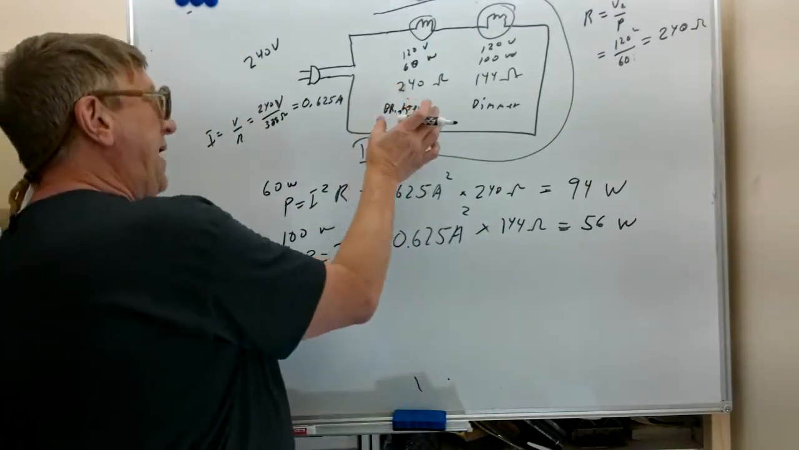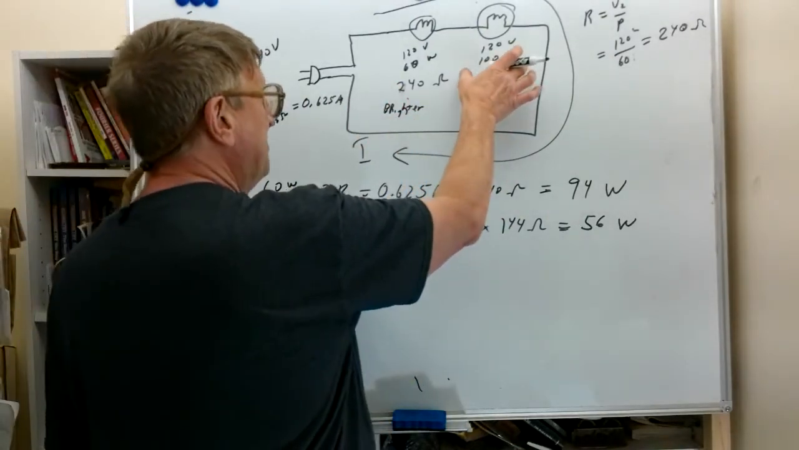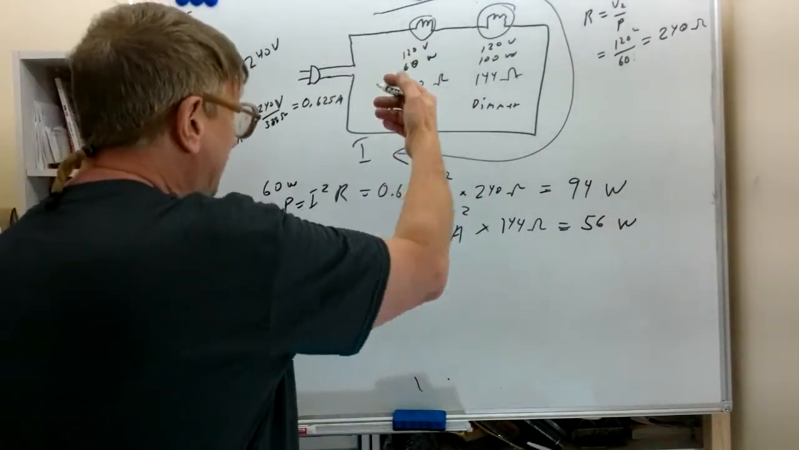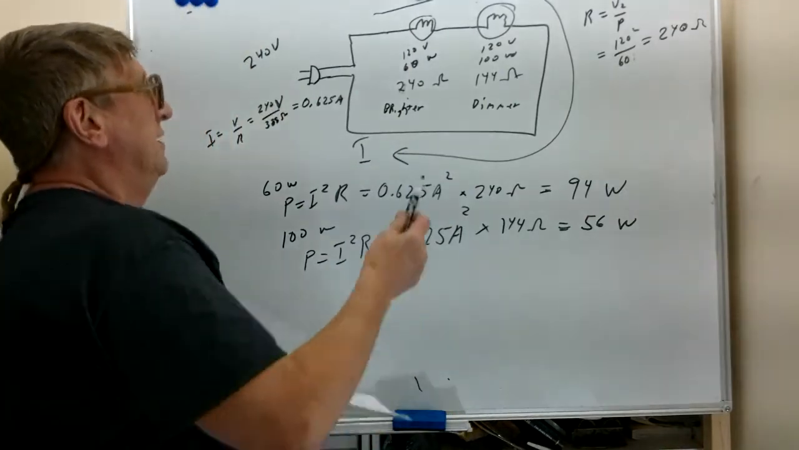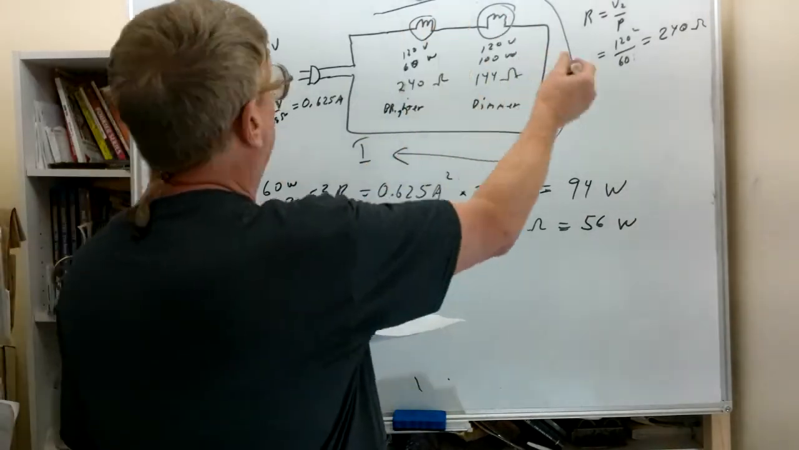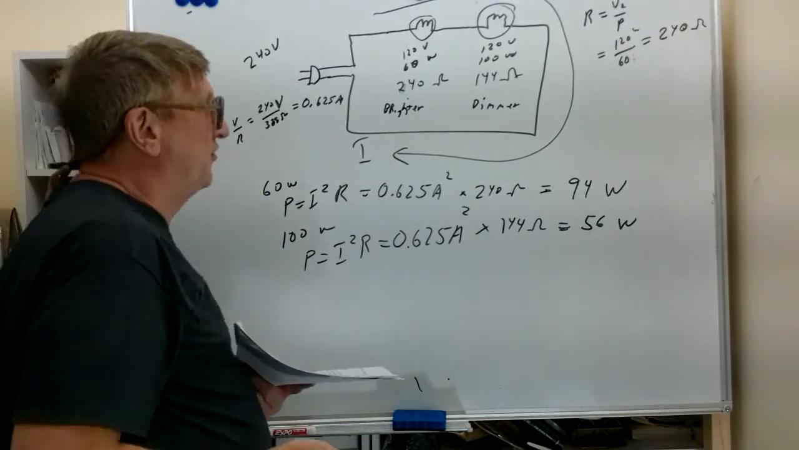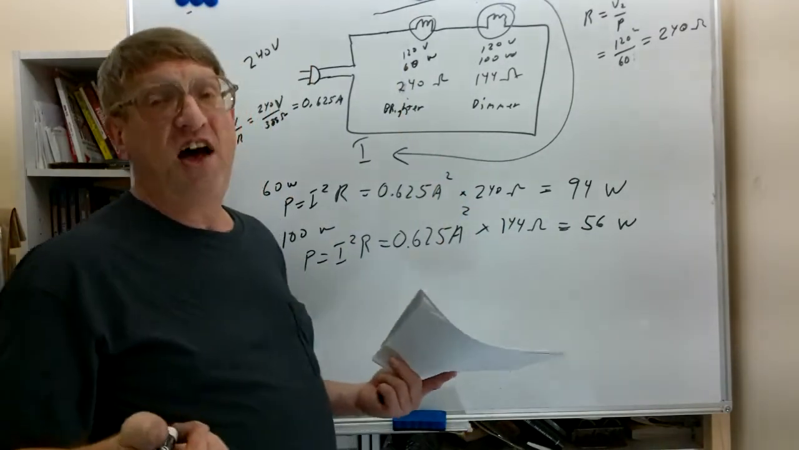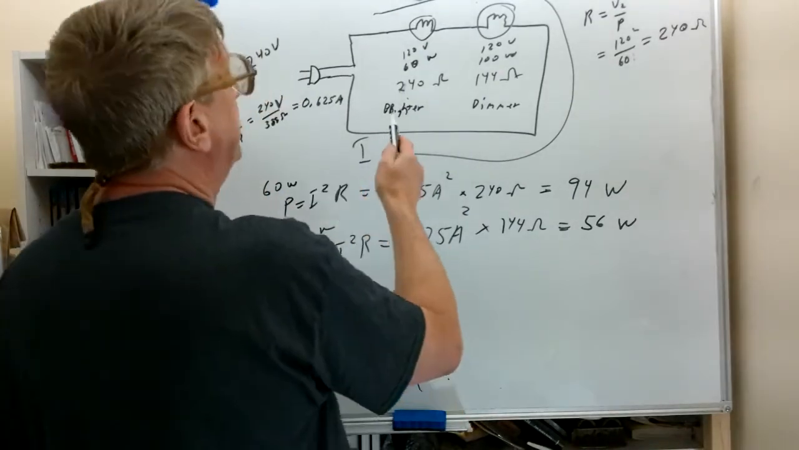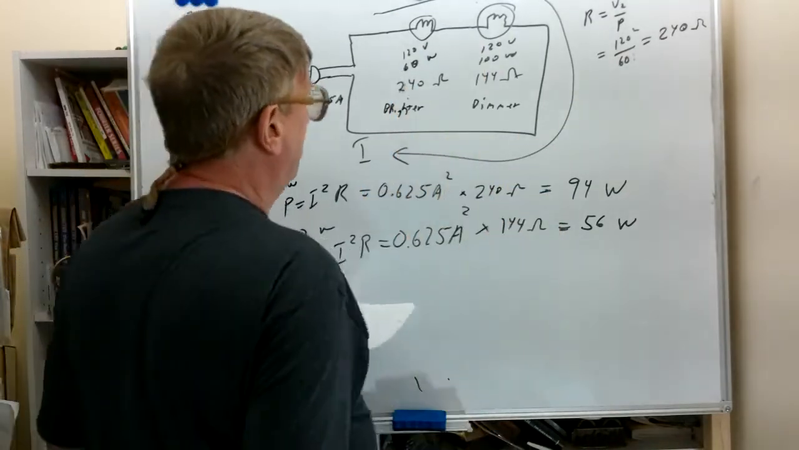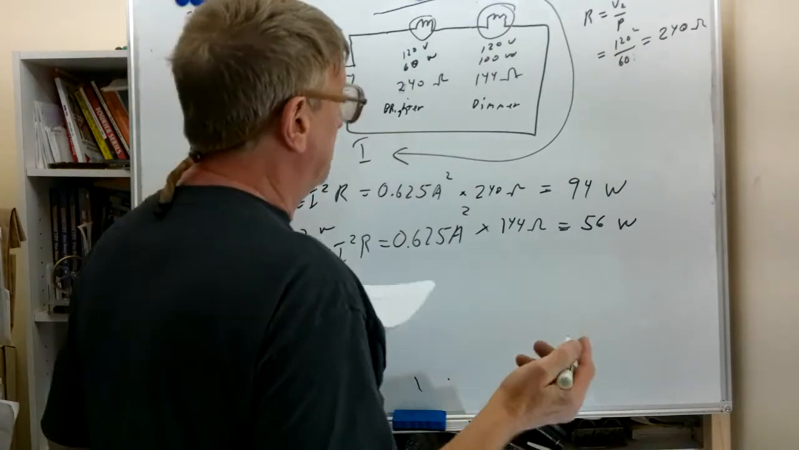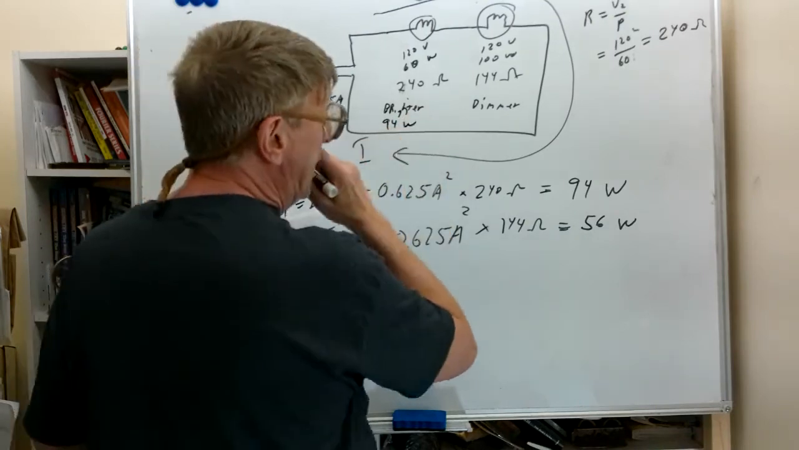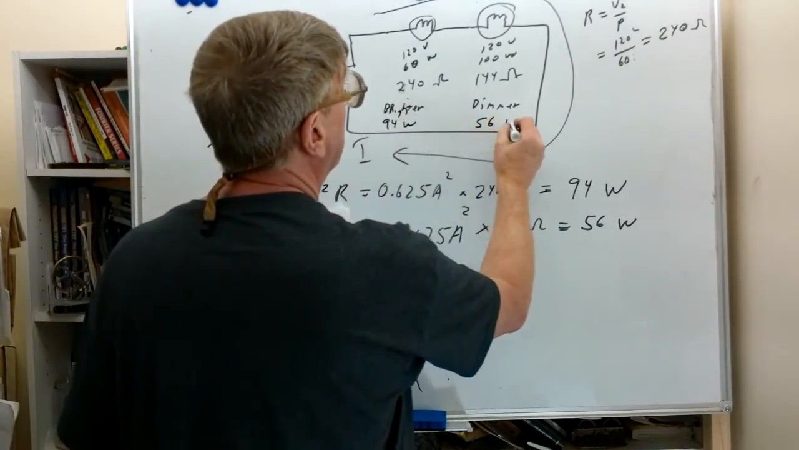We end up with less power dissipated on the higher wattage light bulb and more power dissipated on the lesser wattage light bulb. So if we put a 60 and 100 in series with a 240 volt supply, we would see the 60 watt light bulb, the one designed for 60 watts, to be brighter than the light bulb that was designed to be a 100 watt light bulb. And the reason was because we were putting 94 watts out here and 56 watts here.